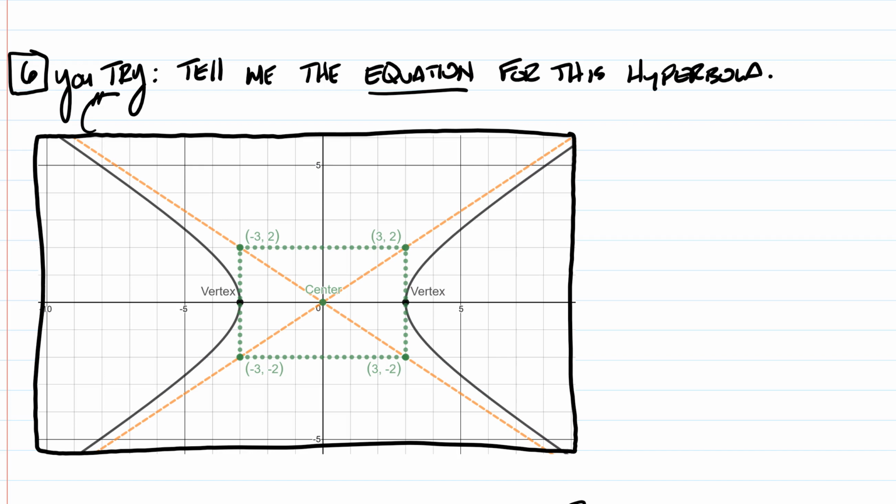Okay, here's number 6. This is a U-try. I want you to tell me the equation for this hyperbola. So I've given you all the information that you would need. All you gotta do is tell me the equation for the hyperbola. Take a look at that and see if you can come up with it.